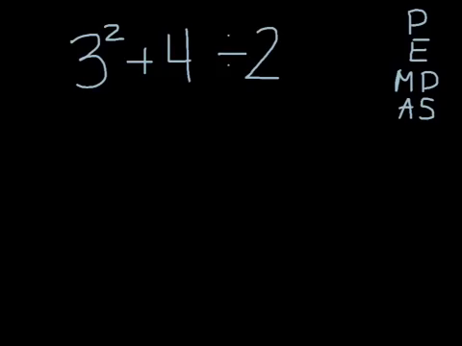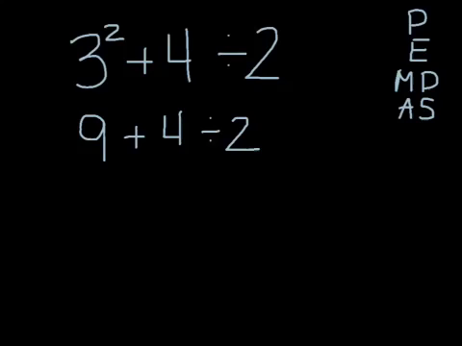Ready? The first thing I notice is there's no parentheses, so I'm going to go on to exponents. So the exponents, 3 squared is 9. I'll bring down the rest of the problem. I won't try and do it in my head because they're going to get complicated quickly.